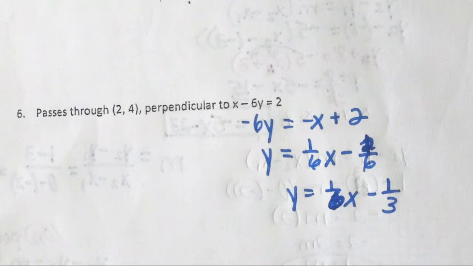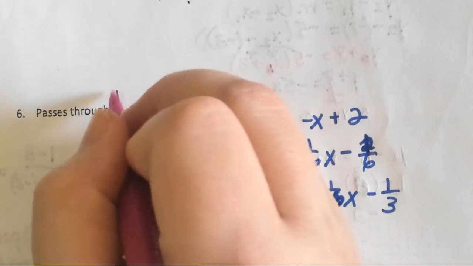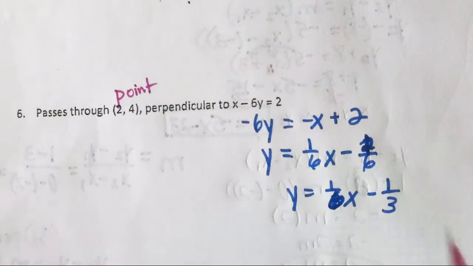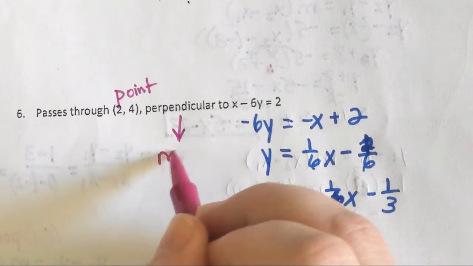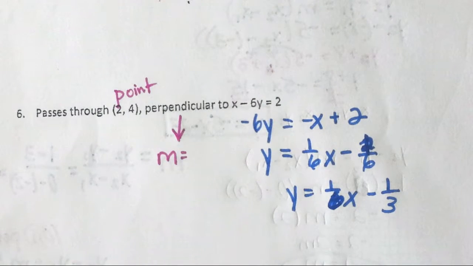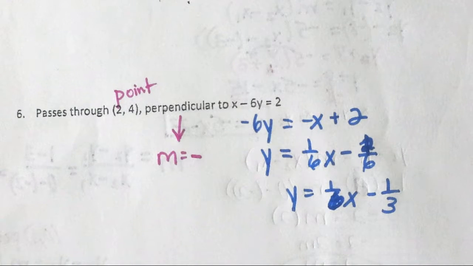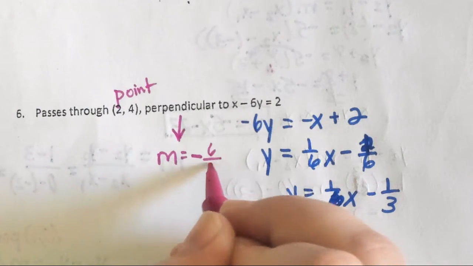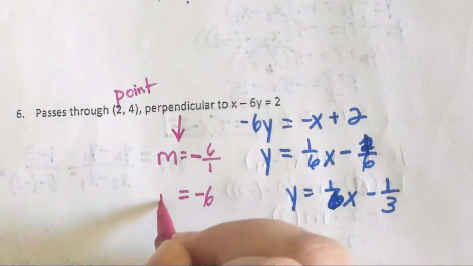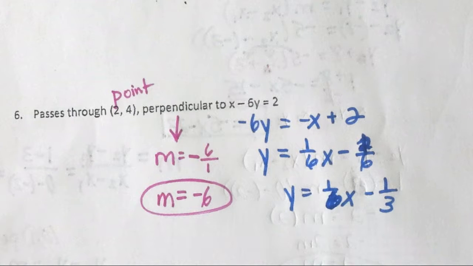Okay, so our slope is 1/6, and we want something that's perpendicular to that. So what is the slope of our line? Negative what? Oh, did you flip it? It's the negative reciprocal. So it's just -6. Perfect, and your group can have a point.